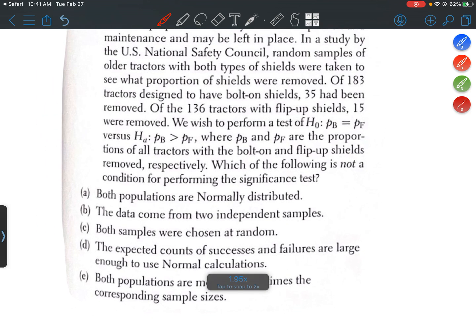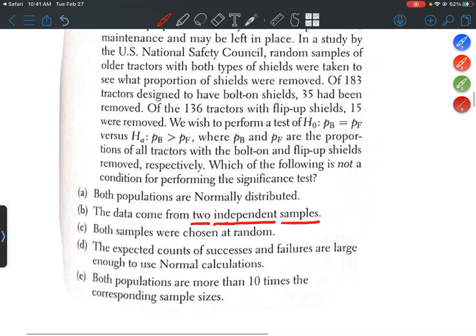Choice B says the data come from two independent samples. So yes, we need to reference that there are two samples and that they are taken independent of each other. I also want to highlight the fact that this word is plural, there are two samples. Choice C, both samples were chosen at random. Usually we combine statements B and C as one condition, that the data come from independent random samples. So both of those statements are true. We need to check both of those conditions.